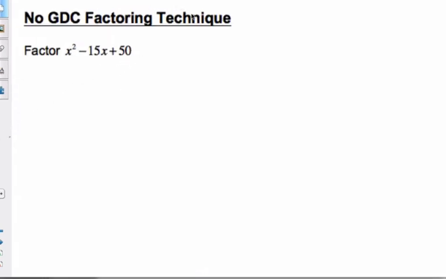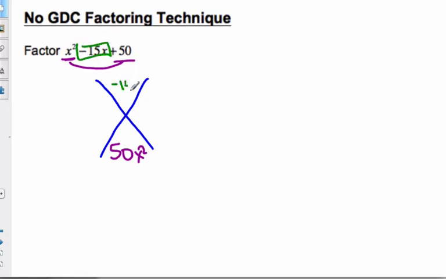I'm going to utilize some of the ideas we've done in the past, our box. But here's a technique. You have to follow the steps. The first step is I'm going to make an x. I'm going to multiply x squared and 50. I multiply these two together and I get 50x squared. Then I take this number here, minus 15x, and I put it here, minus 15. I set it up, and now here's the question I ask myself.